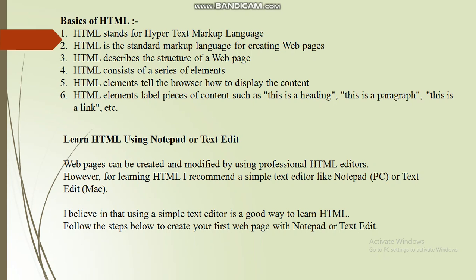Likewise, the standard version came in 1995 when the HTML 2.0 version was announced. After 2-3 years, the 3.0 version was announced, and likewise 4.0, and nowadays we have HTML 5. So this is a small introduction about the history of HTML. This is already given in your book also, so please refer.